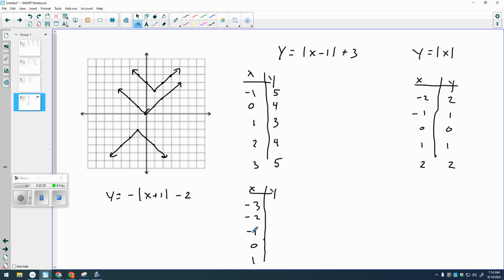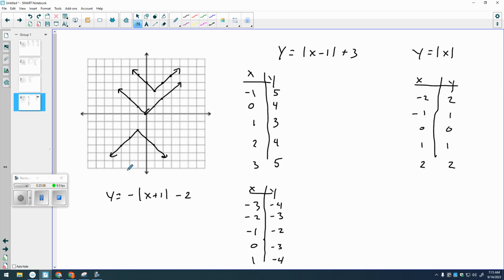If you want to make a table, let's just double check. Negative 1 plus 1 is 0. 0 times a negative 1 is a negative 0. And that is still my negative 2. Putting in 0, 0 plus 1 is 1. Times a negative 1 is a negative 1. Minus 2 is a negative 3. Same up here. Plugging in a negative 3, I get negative 2. Absolute value is a positive 2. Negative makes it a negative 2. Minus 2 is a negative 4. And if you plot those points, you notice they are the exact same graph as what we graphed up here.